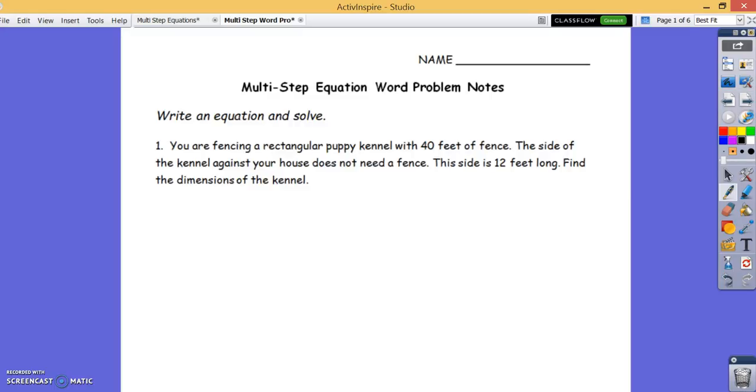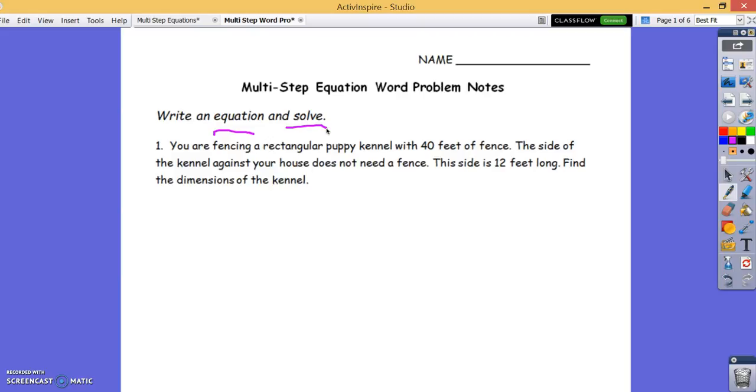Welcome to our lesson on multi-step equation word problems. What we're going to be doing in this lesson is annotating, and then we will be writing an equation and solving. When you try these problems on your own, you don't have to annotate, but you will need to write an equation and solve. This is different from the problems that we did with 7EE3 because equations weren't required at that time, but they are for this standard, which is 7EE4. All right, let's get into it.